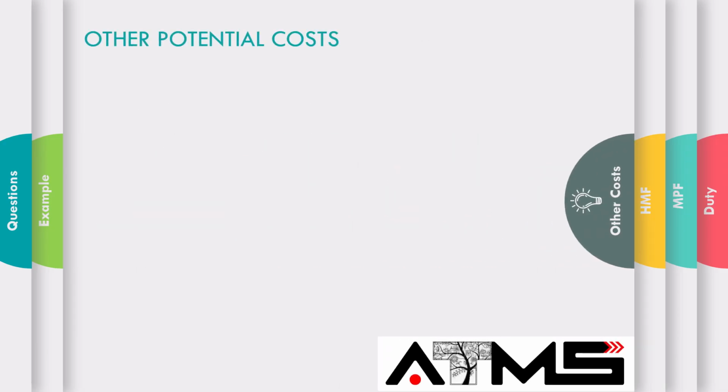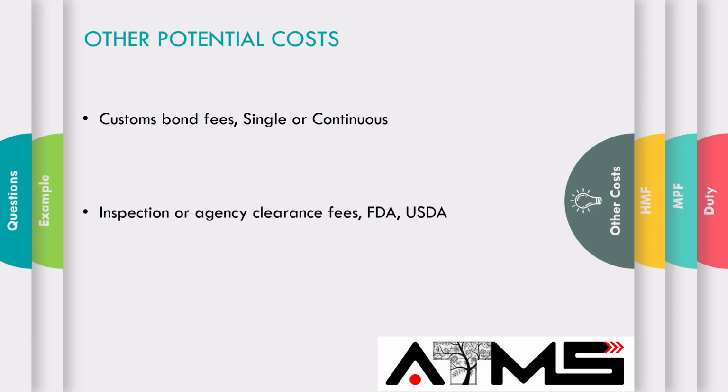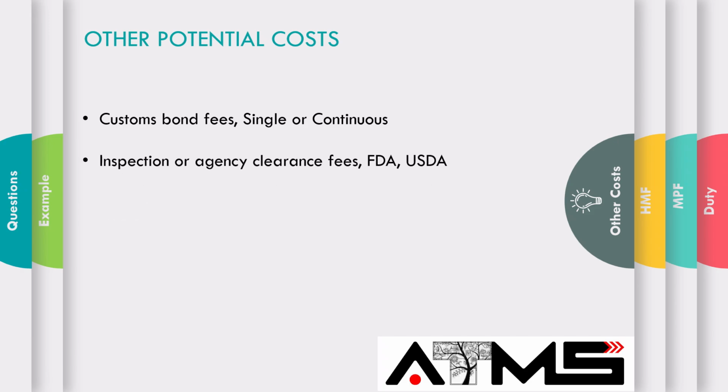There are a few other potential charges. Customs bond fee. This is the cost to purchase a customs bond. We will cover this in more detail in a future video, so stay tuned. Customs inspection fee. This only applies if customs or another U.S. government agency requires an inspection of your shipment.